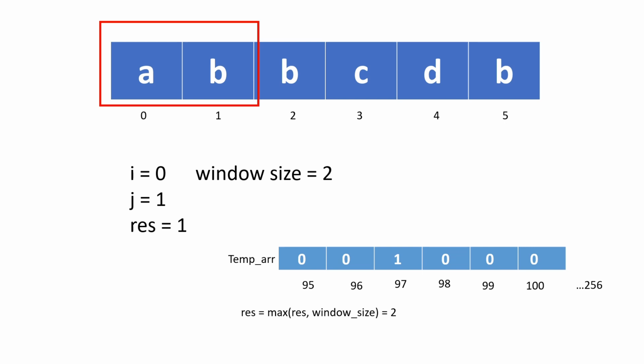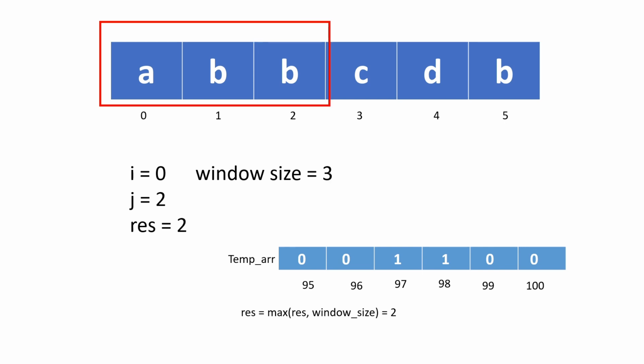So j is pointing to 1, and now I will again check if the element at the index j, that is b, is in the temp array or not. At the index 98, it is 0. It means that b is coming for the first time. So I will update that to 1, and also I will update the result to 2, because the window size is 2 and the previous result is 1. It will take the max of these, so the result will be 2, and I increment j.